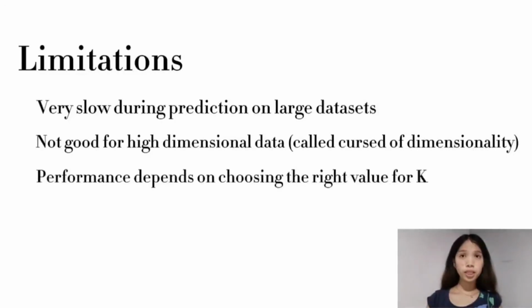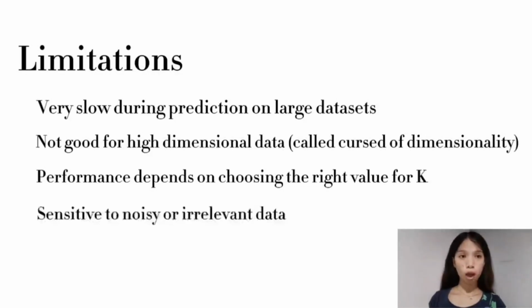Third, performance depends on choosing the right value of K. K is the number of neighbors KNN looks at. If K is too small, KNN may make bad guesses. If K is too big, it may be too general. That's why you need to choose the best K by trying different values.